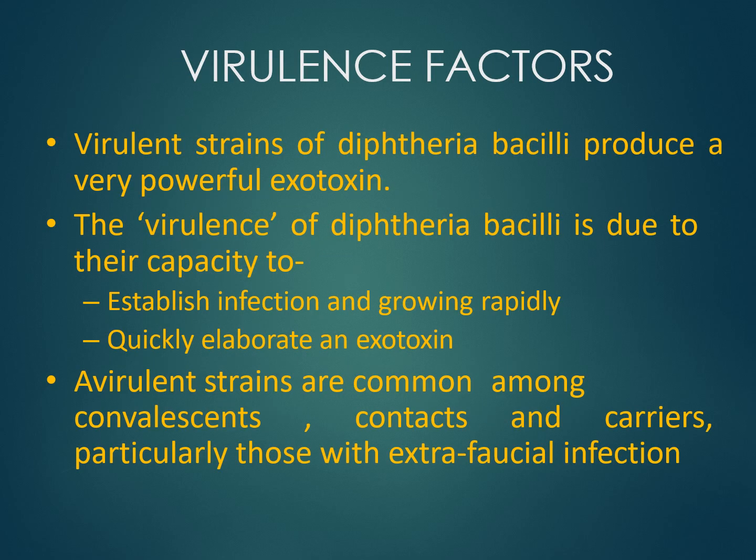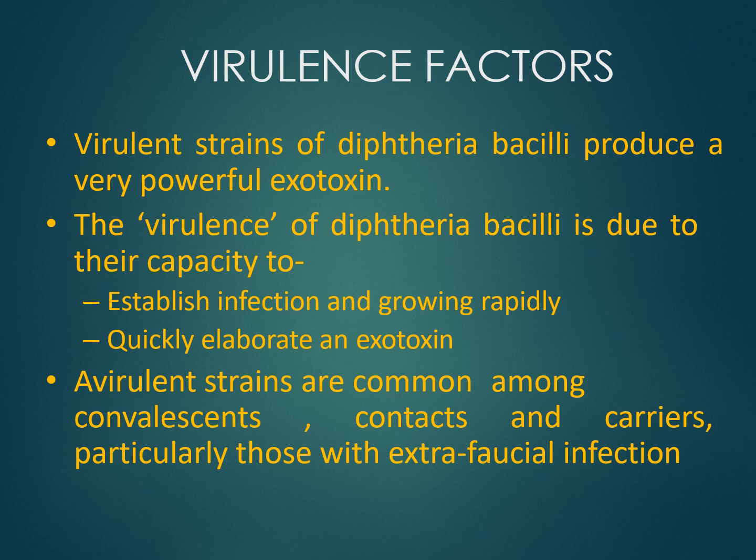The next thing is the virulence factors of Corynebacterium diphtheriae. The virulence factor of any organism determines its degree of pathogenicity. Here, the virulent strains of the diphtheria bacilli produce a very powerful exotoxin. The virulence of diphtheria bacilli is mainly due to their capacity to first establish infection in a host organism and its rapid growth rate. And after that, it quickly elaborates an exotoxin.